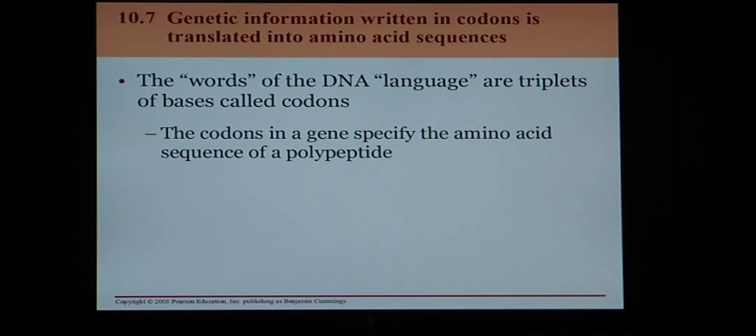Okay? So what's going to happen is RNA polymerase, which is an enzyme, is going to go into the nucleus and it's going to copy down the instructions for making a protein. Okay? Make sure you jot that down under transcription. It's going to copy down the instructions for making a protein and it's going to bring those instructions out of the nucleus.